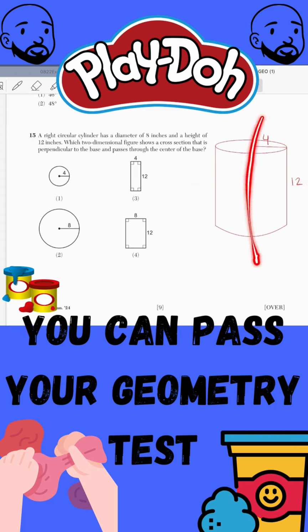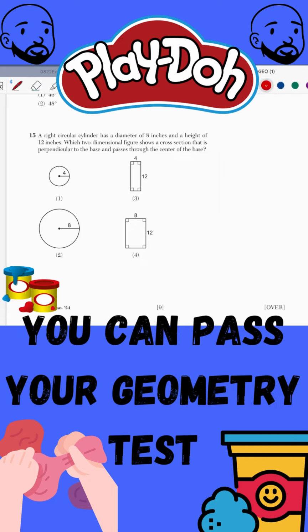Perpendicular to the base is this way, cutting vertically like that, okay? So look at our cylinder. This wants it perpendicular to the base, so we're going to be cutting it this way. When we cut it this way, we end up getting an image that looks something like this. Imagine cutting your Play-Doh. I'm going to try to draw it the best I can to help your imagination. It wouldn't hurt to grab some Play-Doh and actually cut it and see what it looks like.